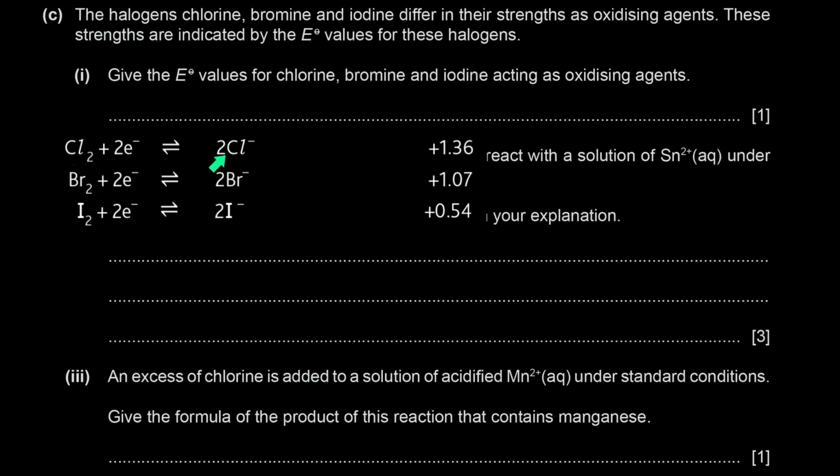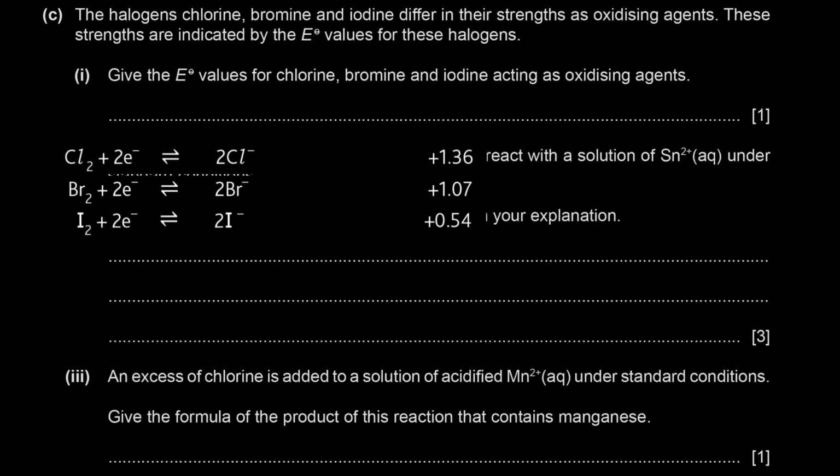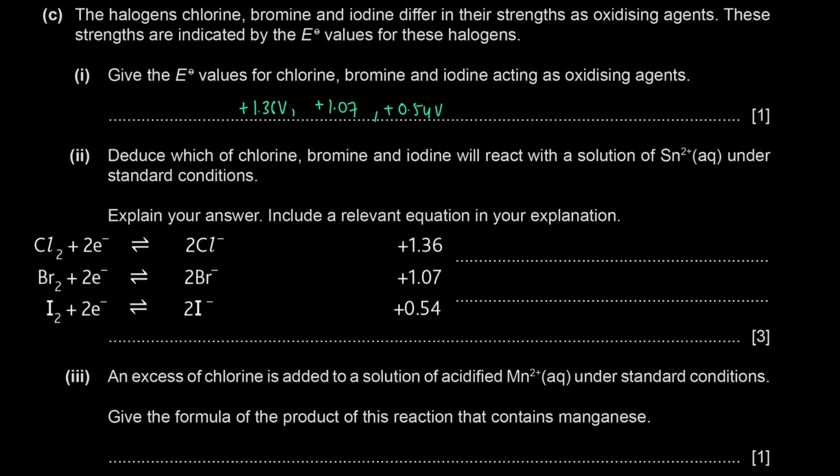In other words, over here, they're gaining electrons, undergoing reduction, acting as oxidizing agents. And the E0 values that we have: for chlorine as an oxidizing agent is +1.36 volts. So for chlorine, we have +1.36. For bromine, it's +1.07. And for iodine it's +0.54 volts.